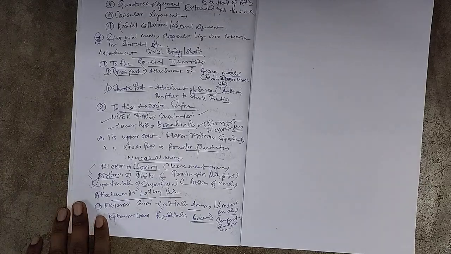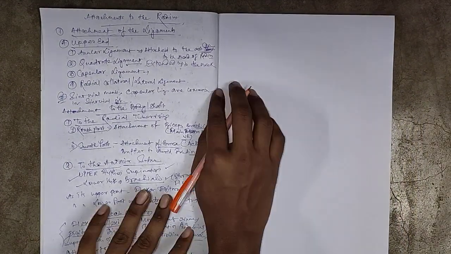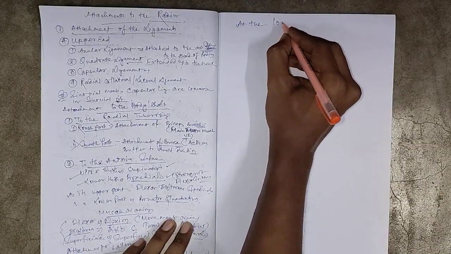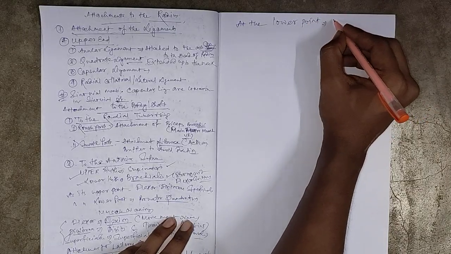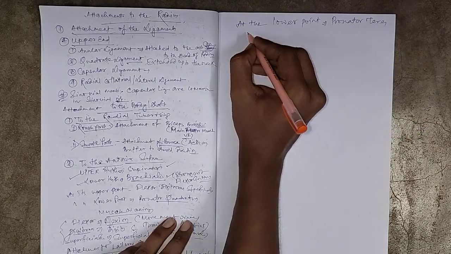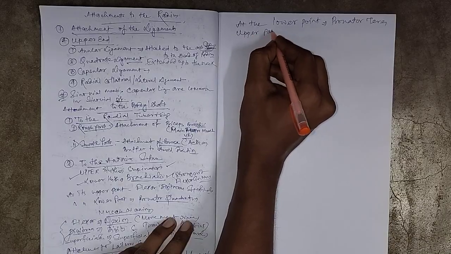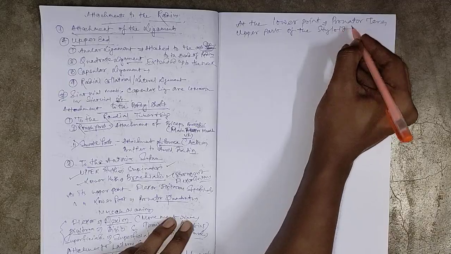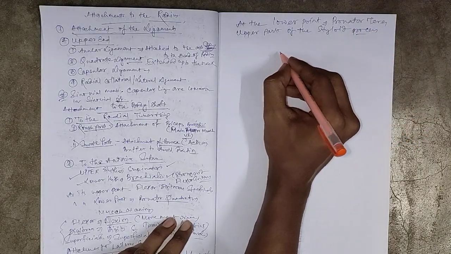Now at the lower point there is pronator teres, and at the upper part of the styloid process there is brachioradialis.